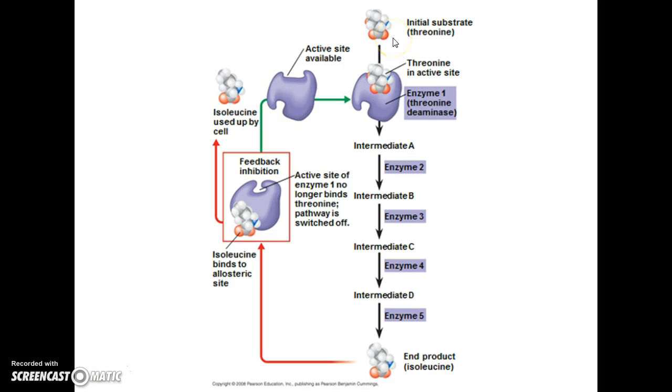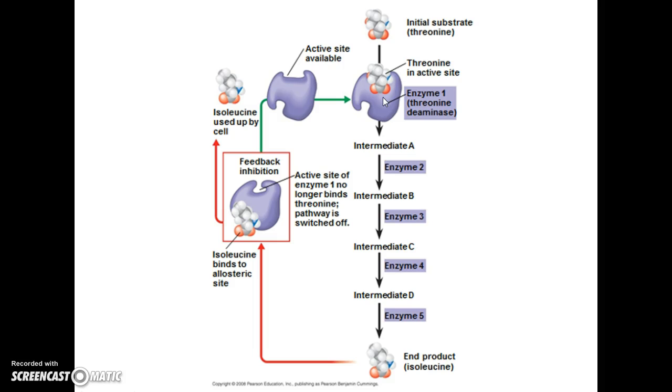So we see the threonine going through a series of reactions here, producing isoleucine, and once enough isoleucine is produced, the isoleucine itself acts as an inhibitor to the enzymes, shutting them off, and then once the isoleucine gets used up, we have a functional enzyme again ready to continue breaking down more of the threonine.